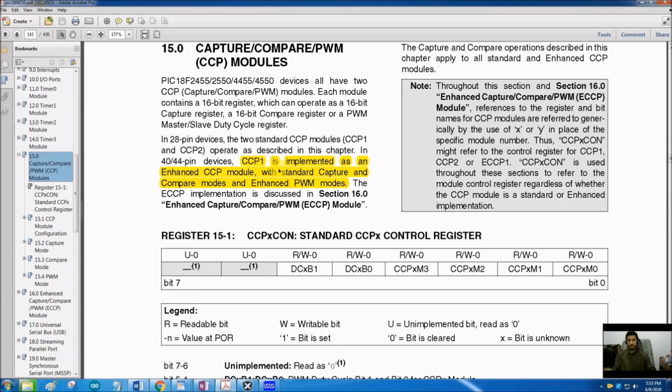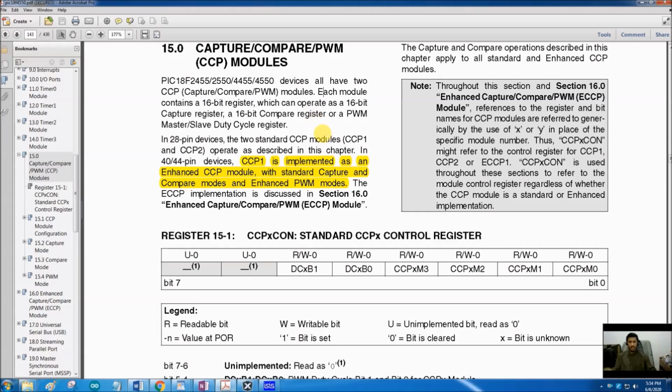So the CCP1 module can be used in either a regular mode or an enhanced mode. In today's lecture we are going to discuss the regular mode only, and in the next lecture we will be discussing the enhanced mode of the capture, compare and PWM module. The difference between regular and enhanced mode will only lie in the PWM mode. The capture and compare modes in both these modules are the same in the regular mode and in the enhanced mode. Only the PWM mode will be different.